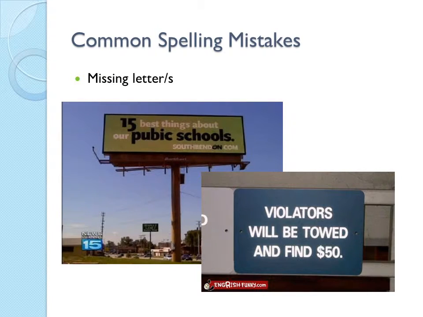The first one in our list is missing letter. Aside from being mere typographical errors, missing letters may usually result when the writer fails to include a silent letter or a letter that is not pronounced in the word. For example, did you guys know that mortgage is spelled with a T? Take a look at these signs for other examples. 15 best things about public schools.